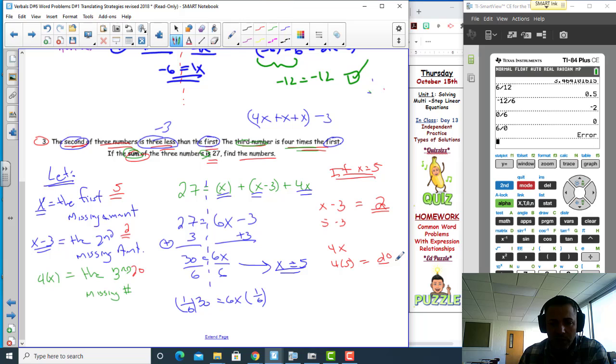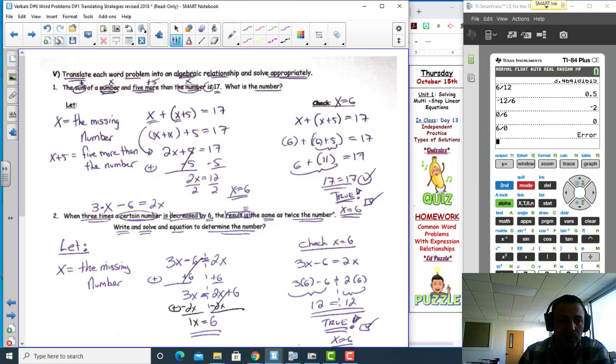And if you check your work informally, just add it up. 20 plus 2 plus 5 is 27. Yay, it works. We're so smart. Flip. Last question, the essential question, the one that you really need to be able to get.